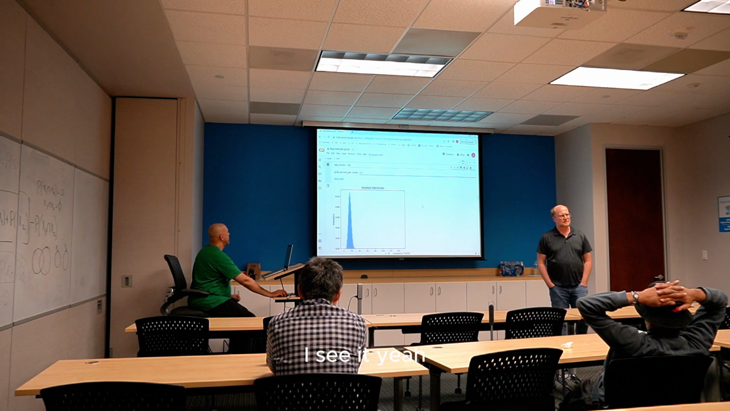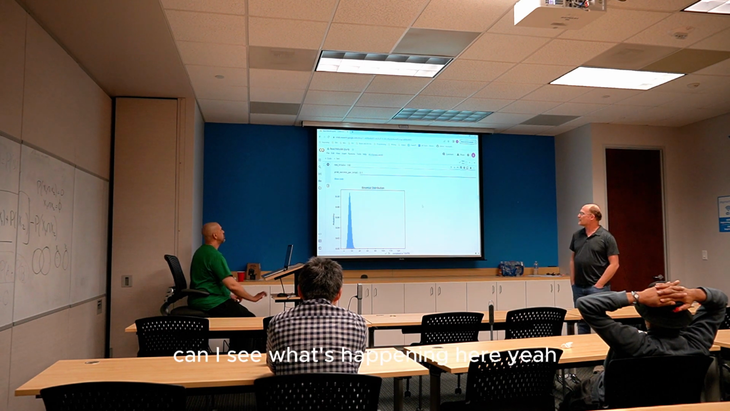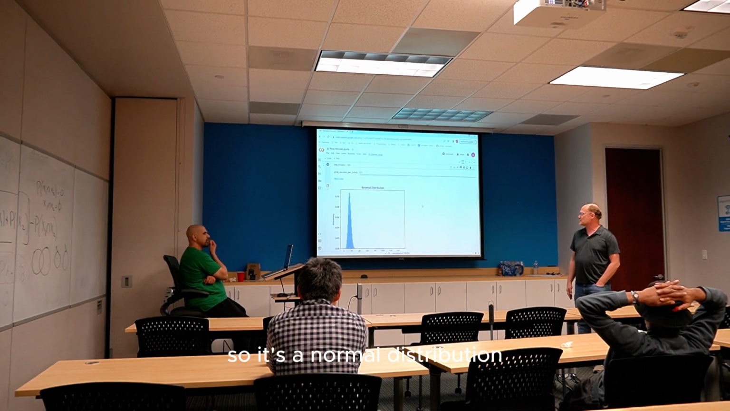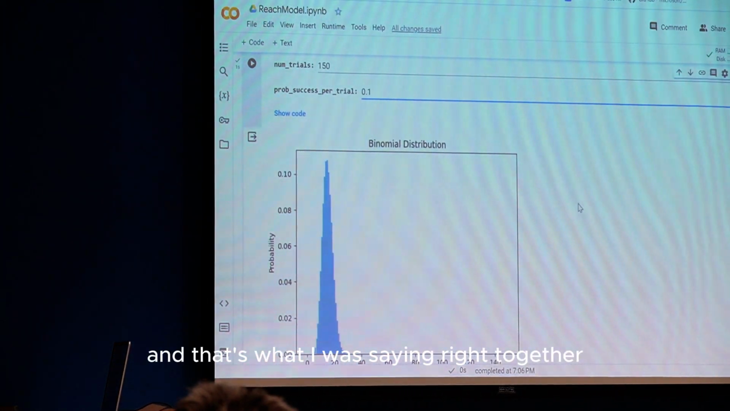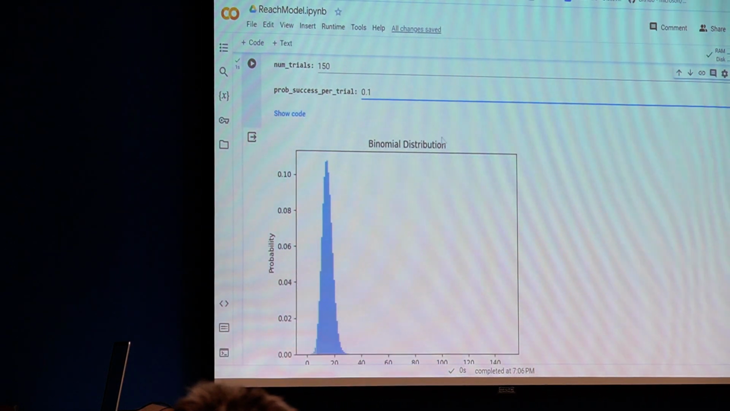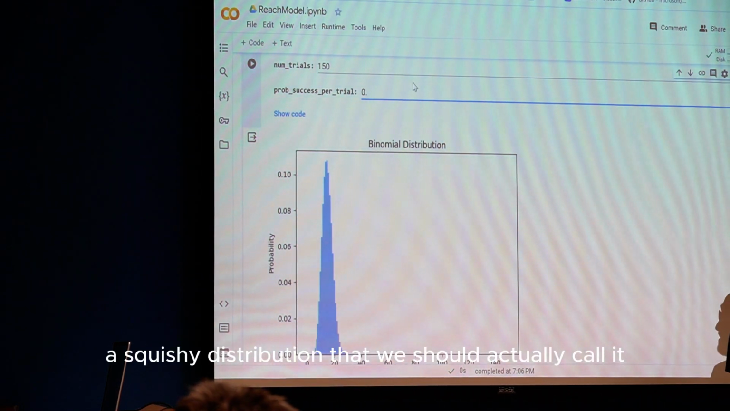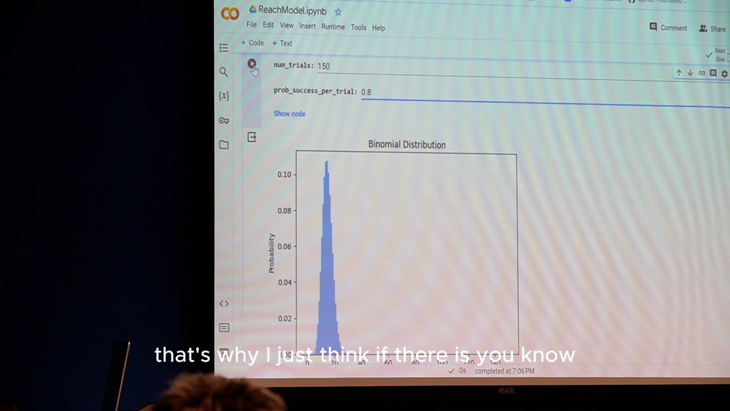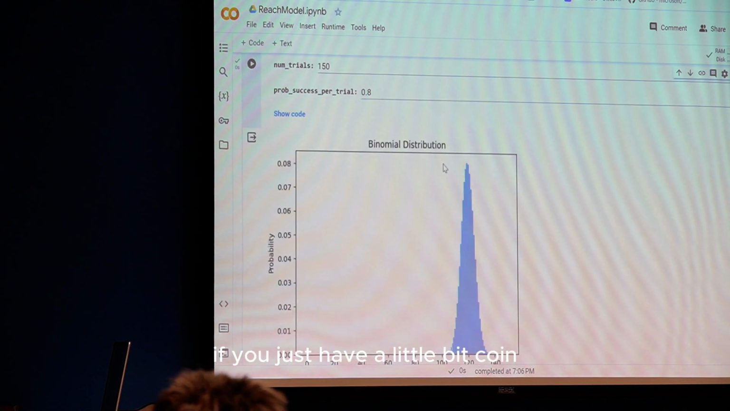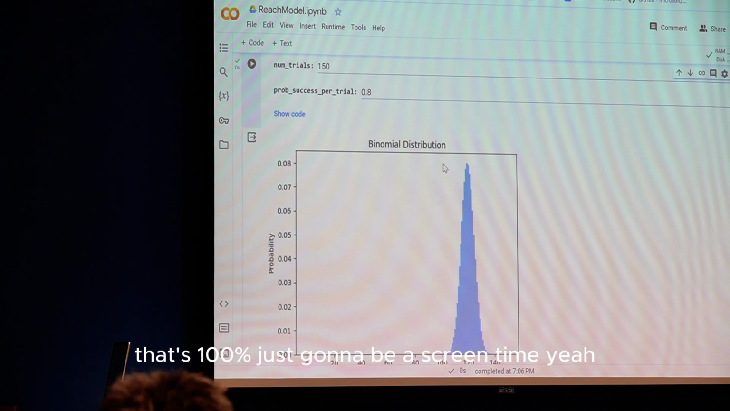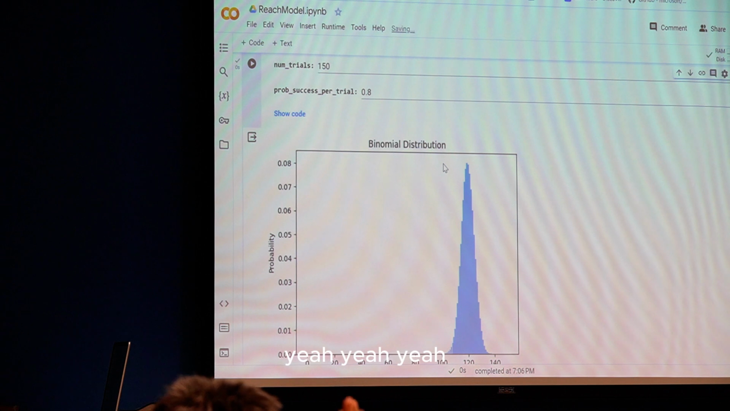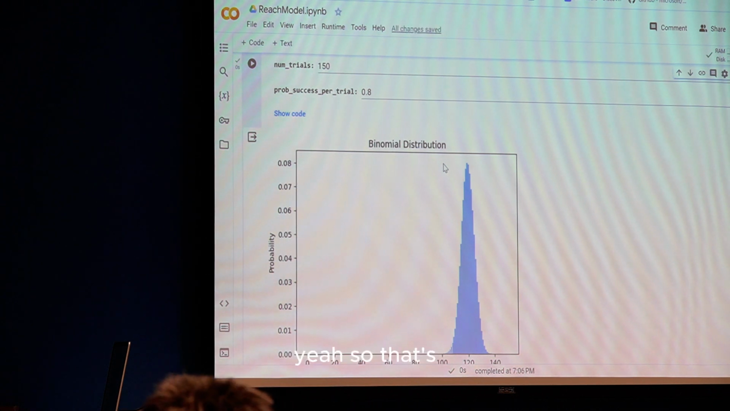Yeah, you kind of see what's happening here. So it's a normal distribution, but it's just very squished. And as Kai was saying, you get a squishy distribution. I should coin that. If you just have a loaded coin that's always heads, that's 100%, it's just going to be a straight line. It's a skinny line, that's it.